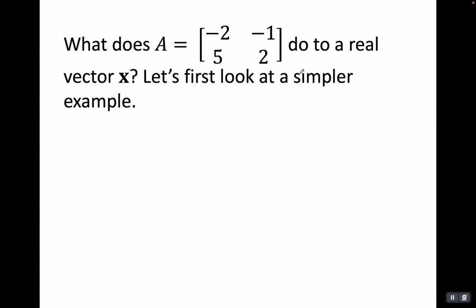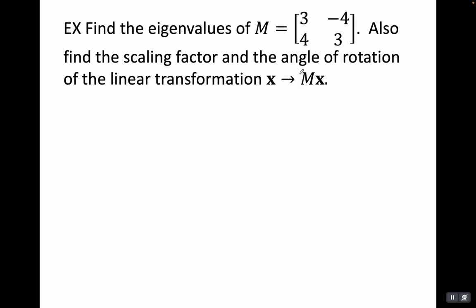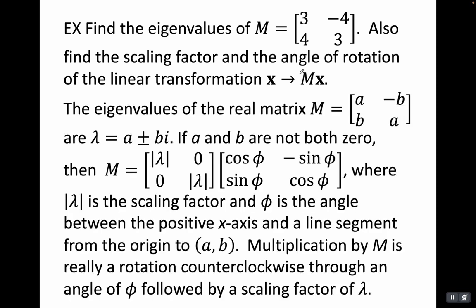What does A equals [-2, -1; 5, 2] do to a real vector x? Let's first look at a simpler example. Find the eigenvalues of M equals [3, -4; 4, 3]. Also find the scaling factor and the angle of rotation of the linear transformation x to Mx. Scaling factor, angle of rotation, you'll see in a moment what that means.